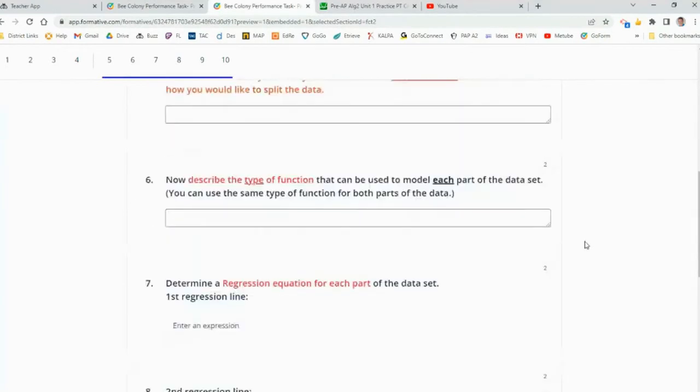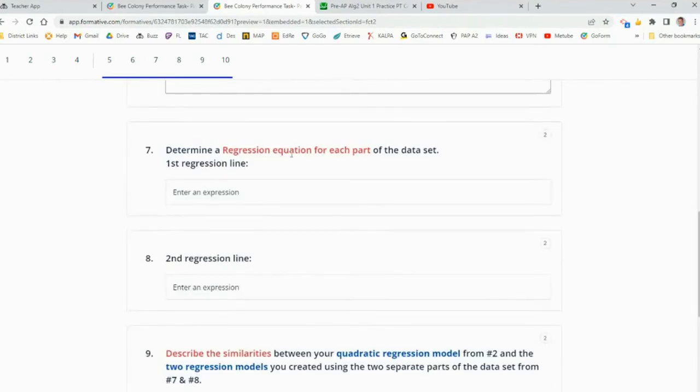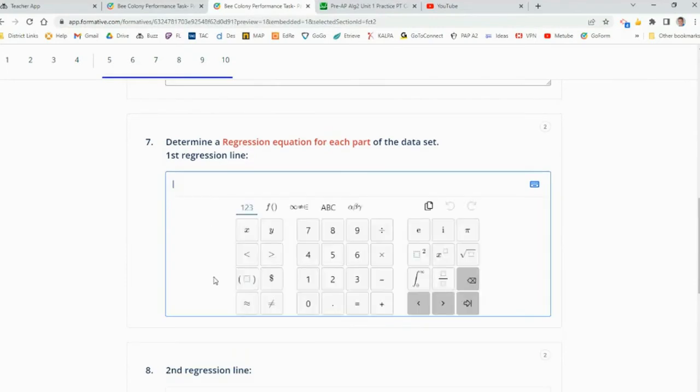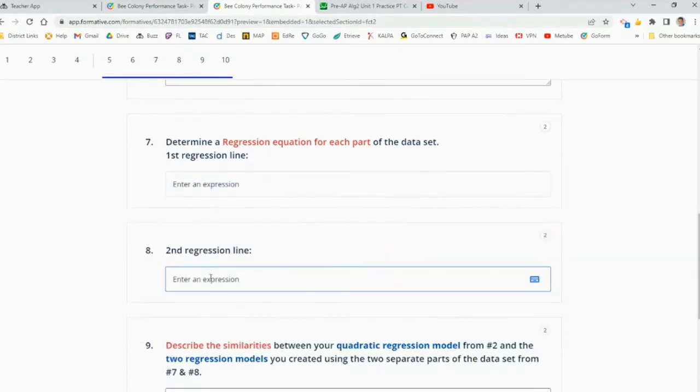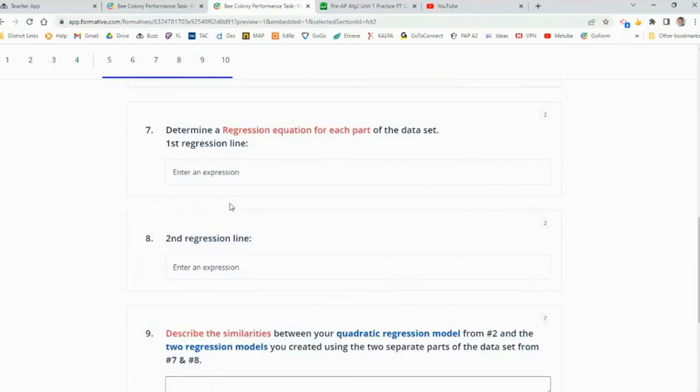So after you do that, describe the type of function that you can use to model each of the two data sets. And like I said, you could use the same type of function for both of them if that's appropriate. Maybe you want to make them both linear. And then determine a regression equation for each part. Now you're going to do two different equations, one for your first table, one for your second table. Enter your first one right here, and enter your second one right here. That's going to be your two different regression lines based on however you split the data in half.